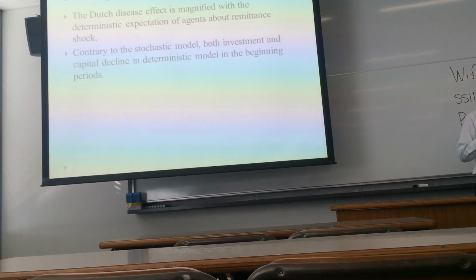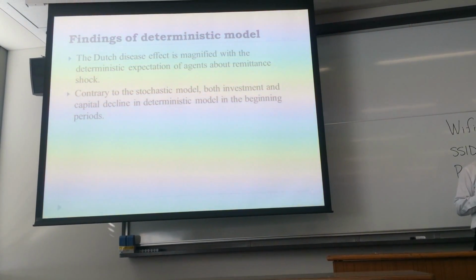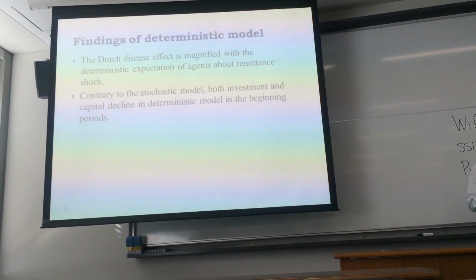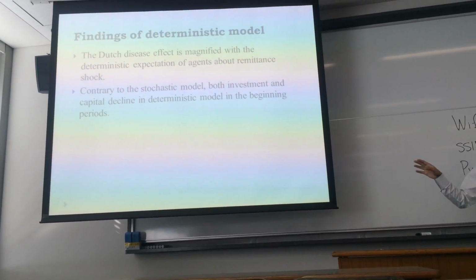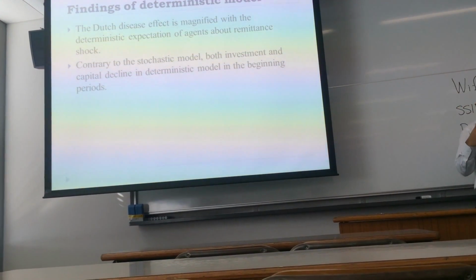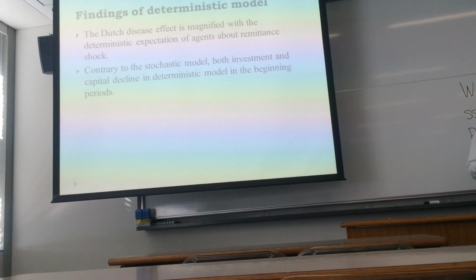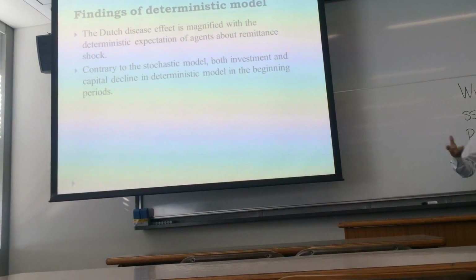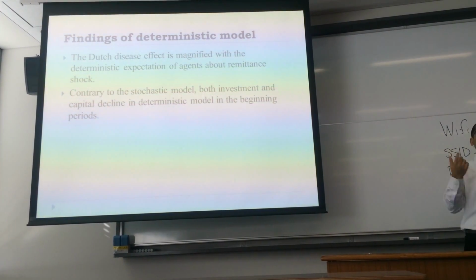But contrary to the stochastic model, we find two different things. Both investment and capital decline in the deterministic model in the beginning. That's my finding. Okay, this is the DSGE model. Now let's go into the vector autoregressive, which uses the time series and which will give us the proof of existence of Dutch disease empirically.